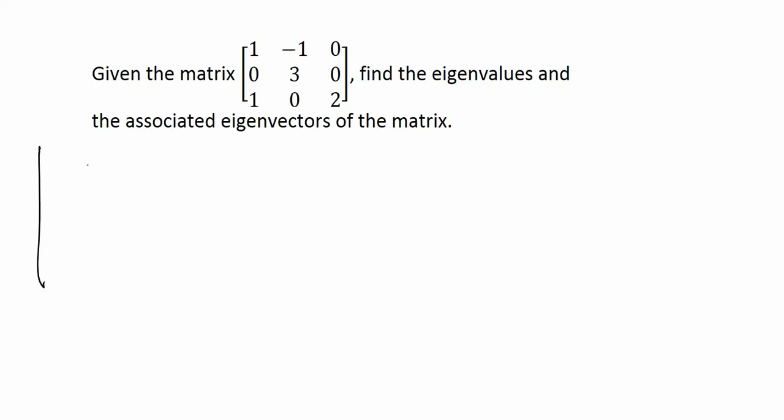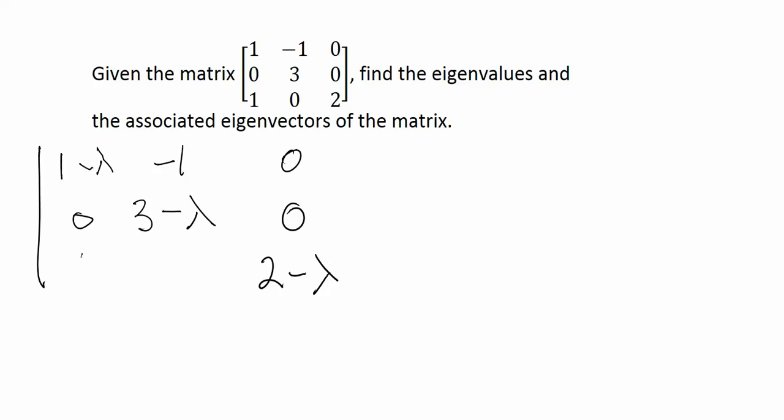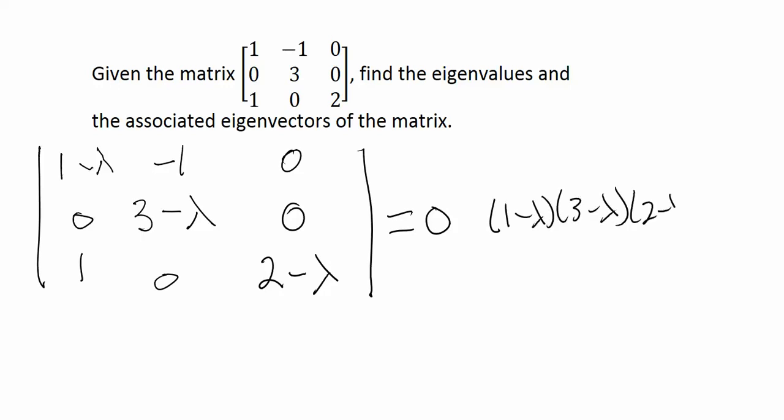We're going to calculate the determinant taking lambda off each of the diagonal terms, and keeping the non-diagonal terms as they were, and we're going to be setting the determinant equal to 0. When we expand this out, we get 1 minus lambda times 3 minus lambda times 2 minus lambda. And then what are the other terms?